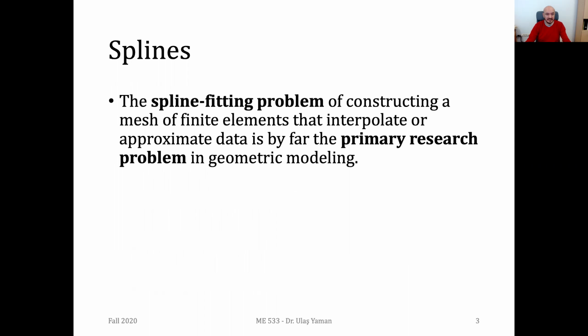And these days, the main problem is you are given a set of data and you're trying to find a spline which is fitting all of your data. It might be an interpolating spline or an approximating spline. We will discuss all these, but the main research in this field is to find a better way to have a spline fitting your problem with fewer errors.